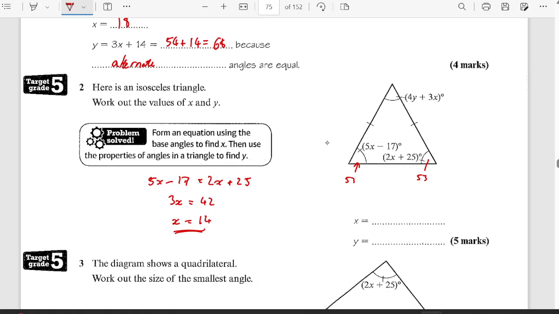So let's do it like this. Let's say 4y plus 3 lots of x, which would be 42. So that's that angle there, but substituting in my value for x, plus 103 is going to be equal to 180. So we'll tidy that up a little bit. So 4y plus 145 is going to be equal to 180. And I've just spotted a slight mistake in my solution here. That should be 106, not 103.